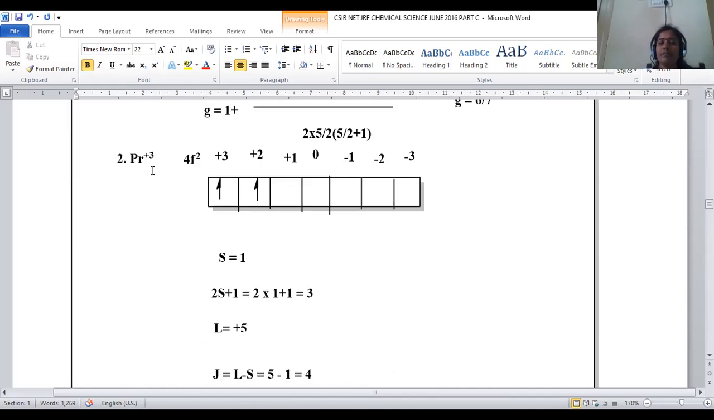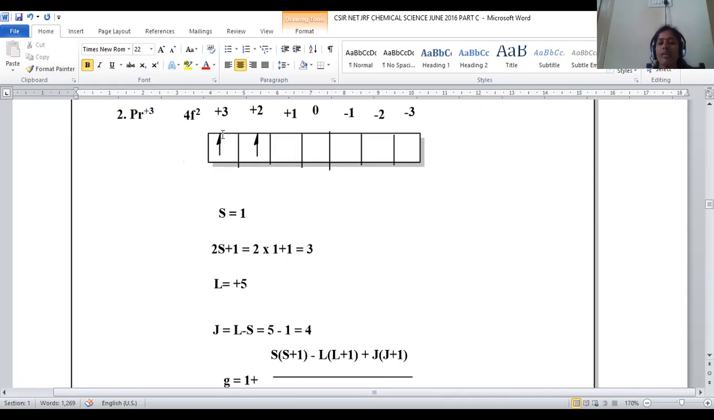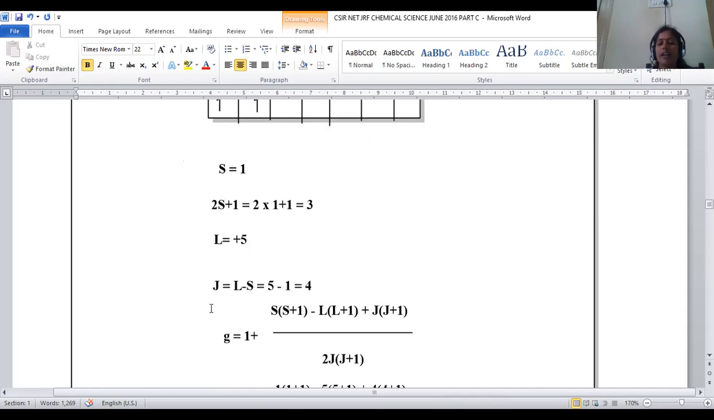The second one is praseodymium plus 3, where 2 electrons are there in the F shell, and the +3 and +2 orbitals are contributing 2 electrons. So each electron spin, half plus half, will become 1. Now the L value, +3 +2, will become 5. So the J value, L minus S, 5 minus 1, will become 4.